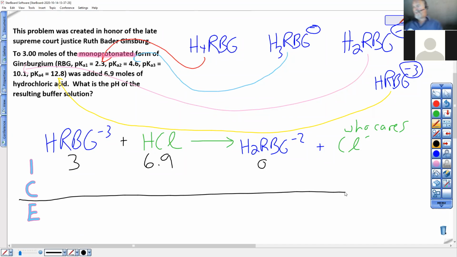Truth be told, I don't even need to see those letters. Which one's the limiting reactant here? Well, it's the 3. It will react completely. It will take 3 moles of HCl with it. It will create 3 moles of HRBG -2 and Cl-, I already said I don't care. So you're left with 3.9 moles of HCl. You're not done. You know you're not done. You don't have 0 moles of HCl. You got a new ice problem coming up where you start with H2RBG -2.